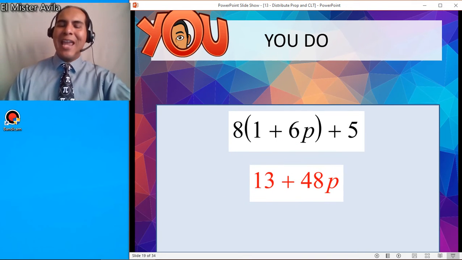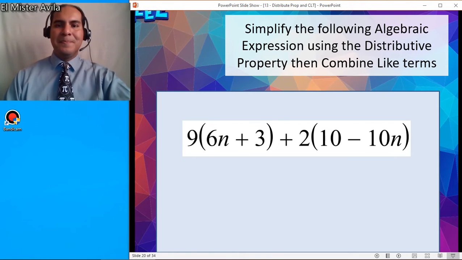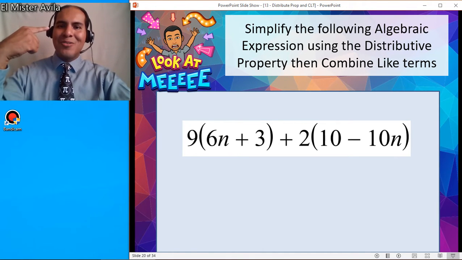13 plus 48p is what we were looking for. Congratulations if you got it right. If not, that's okay. When we make mistakes, we learn. Please ask for some help. Next one, I'm going to do this one.